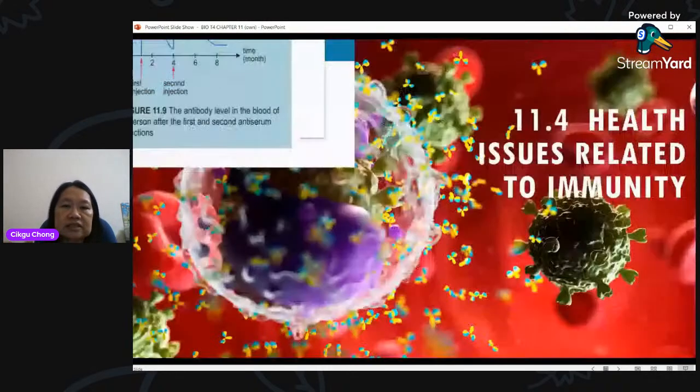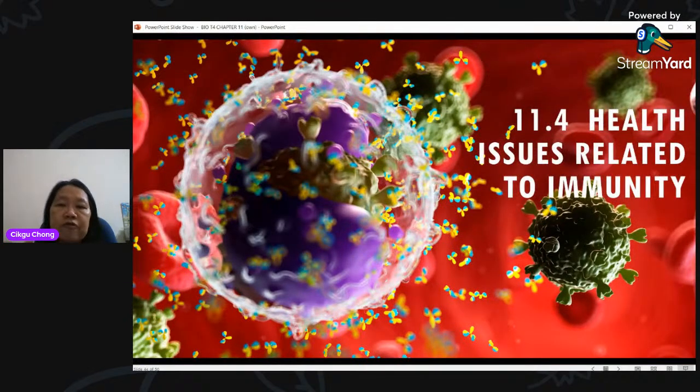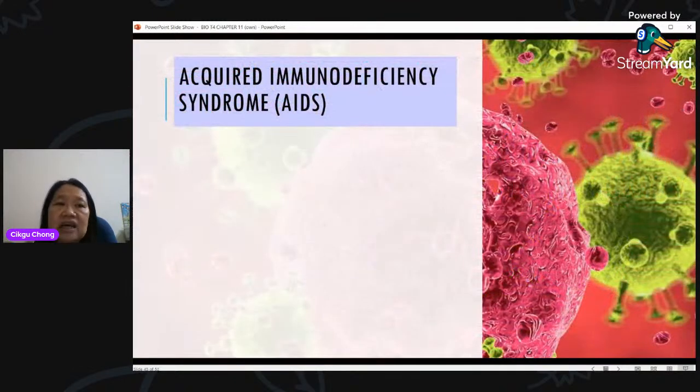Next, now we go to the last part. Health issues related to immunity. This is a specific reference to AIDS. The disease is called AIDS. So let's look at AIDS. AIDS stands for, I think everybody knows it, acquired immunodeficiency syndrome. So this is actually the name of the disease.